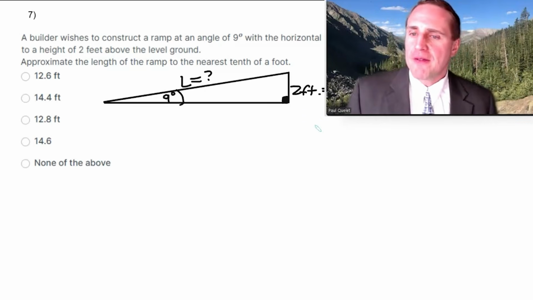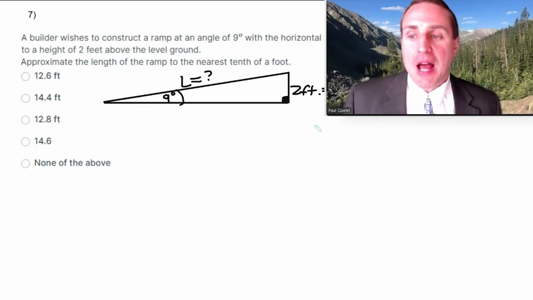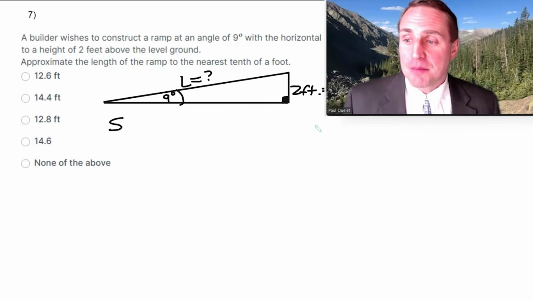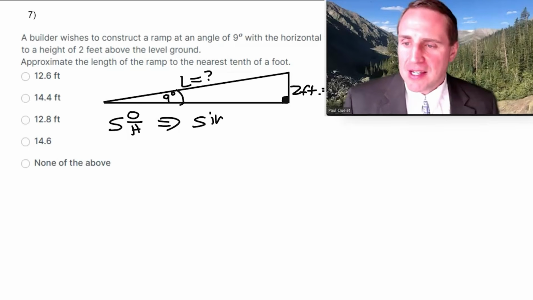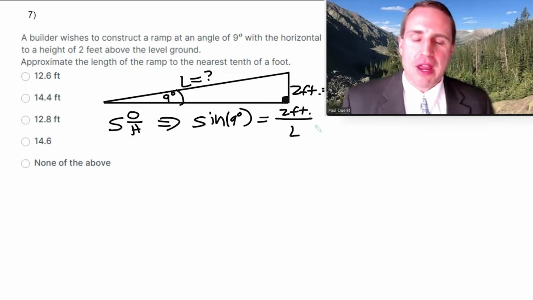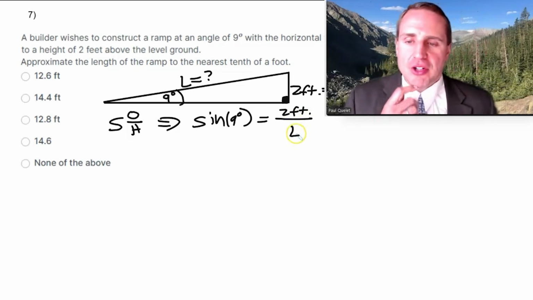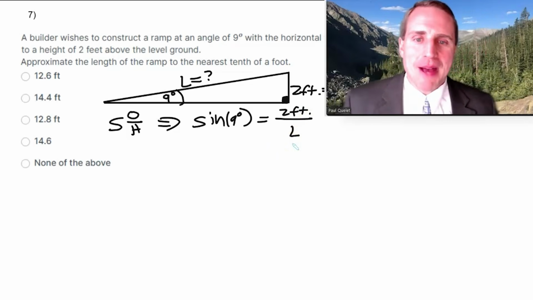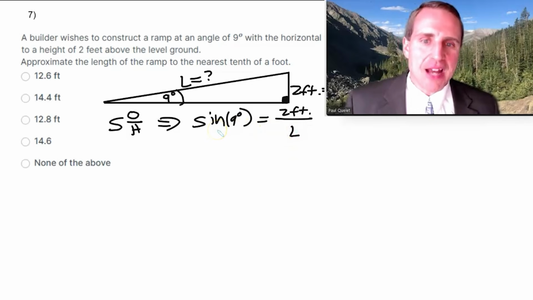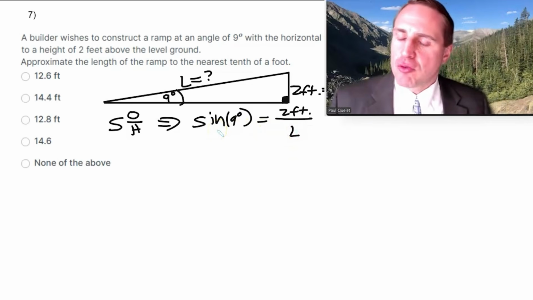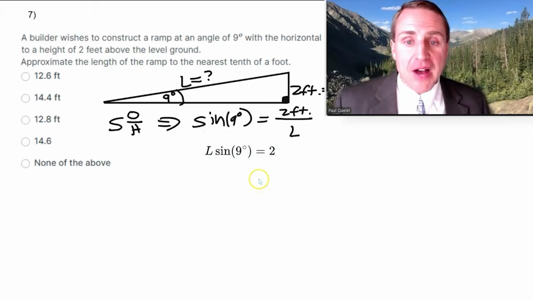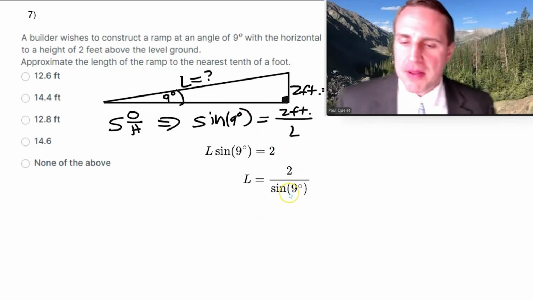So then what do we have? We have opposite and hypotenuse. So we're thinking about sine, because sine from that SOHCAHTOA formula is opposite over hypotenuse. So in this case, we would say the sine of 9 degrees is going to equal opposite, which is 2 feet, over the length of the ramp, which is the hypotenuse. Now think about how we're going to solve this. We have to multiply both sides by L, and we have to divide by sine of 9 degrees. So we've got L sine 9 degrees is equal to 2. Let's divide by sine 9 degrees. So L is 2 divided by the sine of 9 degrees.